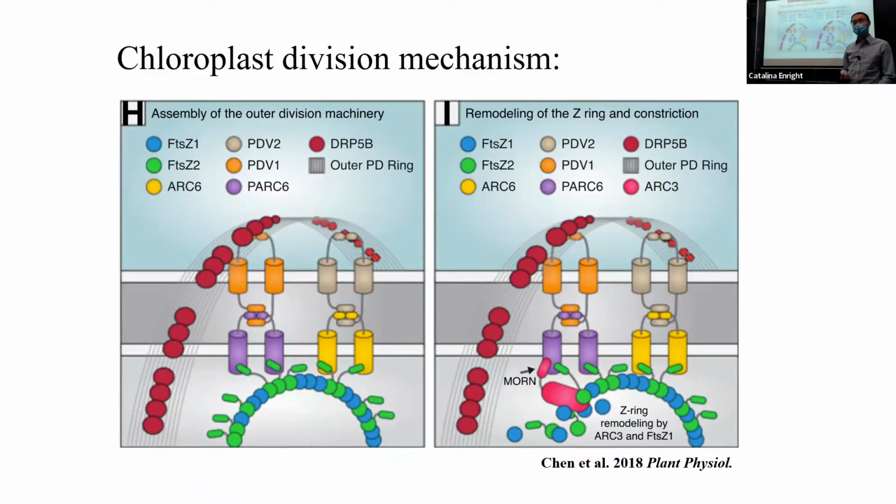For chromoplast division, there are not many reports, but for chloroplast division, it's a well-established mechanism. There are different rings, inner rings, outer rings. They constrict the chloroplast, and finally, by binary fission, the chloroplast divides into two separate chloroplasts.